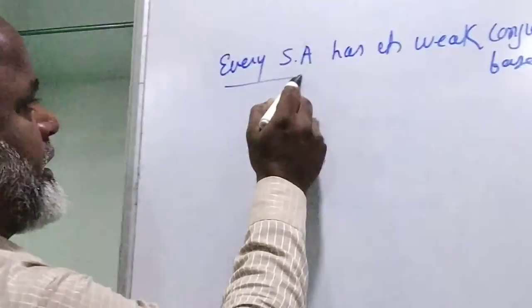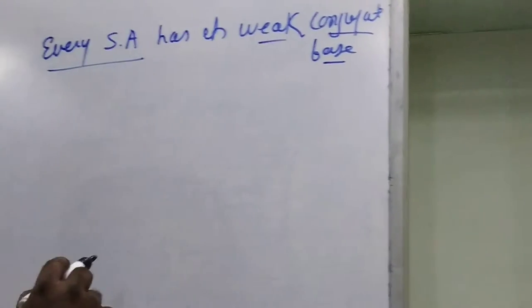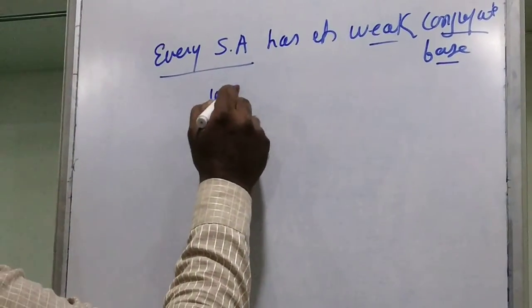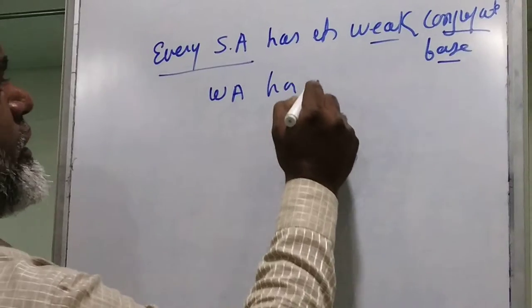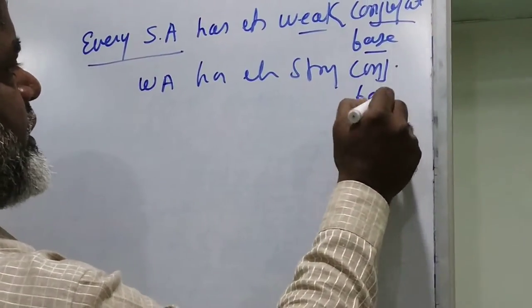So always remember, HCl is a strong acid. Its conjugate base Cl- is a weak base. Sulfuric acid is a strong acid. Its conjugate base HSO4- is a weak base. So if it is a strong acid, its conjugate base must be weak. And if it is a weak acid, every weak acid has its strong conjugate base.